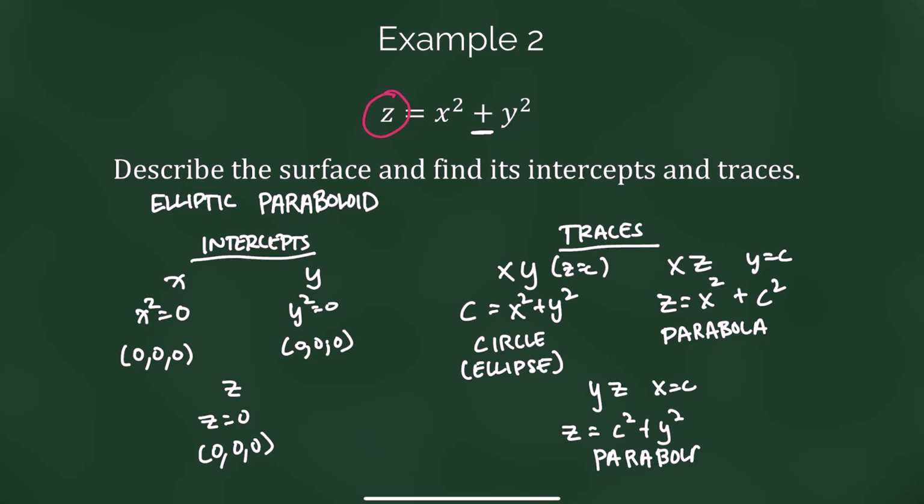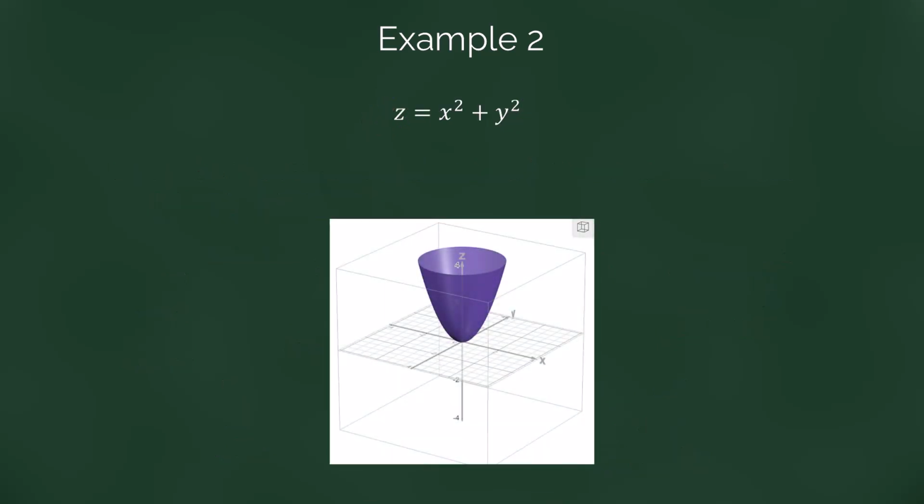So we see here that our traces, we got 2 parabolas and 1 ellipse. The fact that there's 2 parabolas is what makes this a paraboloid. The fact that there's 1 ellipse is what makes this an elliptic paraboloid. Here is what our elliptic paraboloid looks like. So you can see that if you were to slice it parallel to the xy plane, you would get a circle. And if you were to slice it parallel to either of the other planes, you would get a parabola.